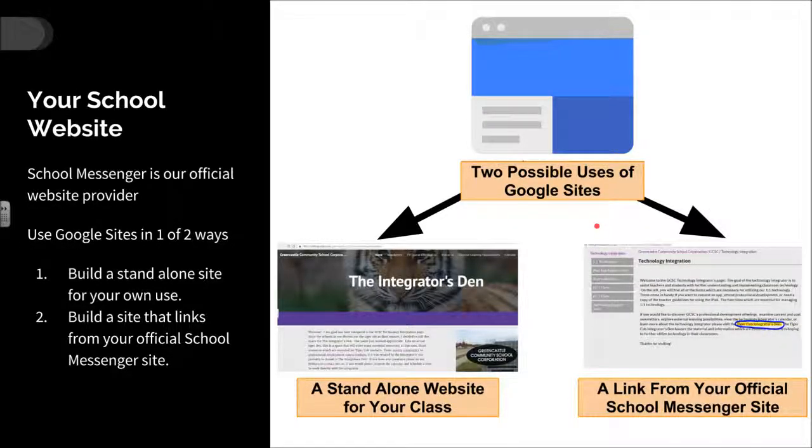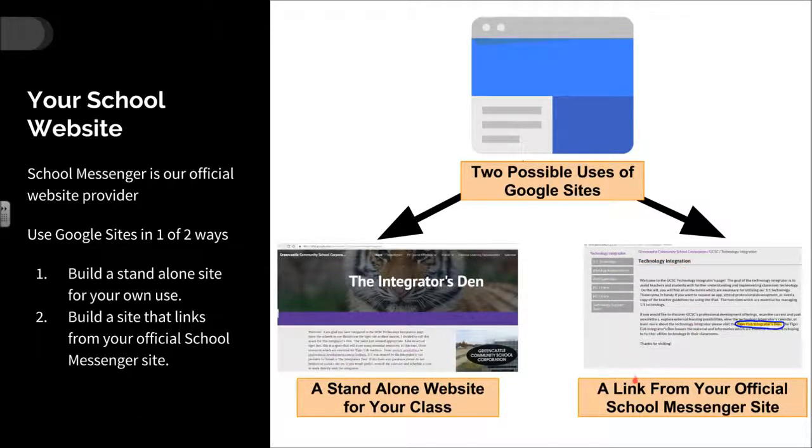You're probably aware as well that you have a web page provided by the school. That web page is provided through the use of School Messenger, so everyone has an official School Messenger site. You could choose to use your Google site in one of two ways. You could do it as a standalone website for your class, and that could be shown to students through a URL or through a QR code, and you could direct students and house all the information and resources for your class on a standalone website. That would be one option.